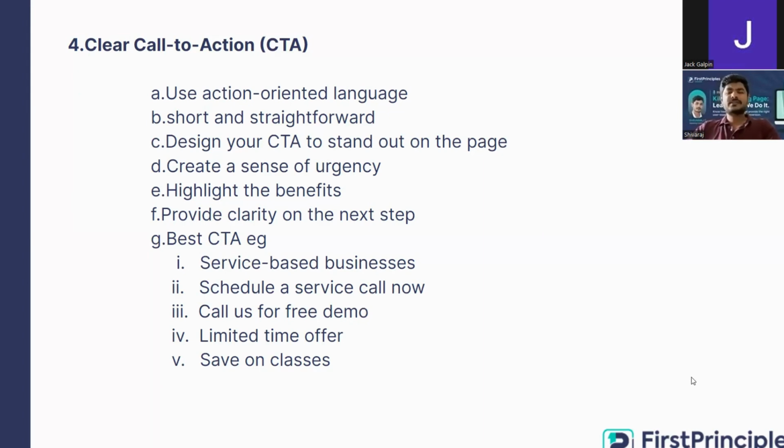So if I give some examples of good CTAs, let's consider a service-based business. "Schedule a service call now" is something you can try, "Save on classes," and, for example, "Make your holiday cleaning very simple." It provides the benefit, and the viewer will understand by clicking what kind of value that person is going to get, right? Another good one is "Save on your membership," right? Clicking on that landing page will save X amount of dollars for that viewer on the membership, right?